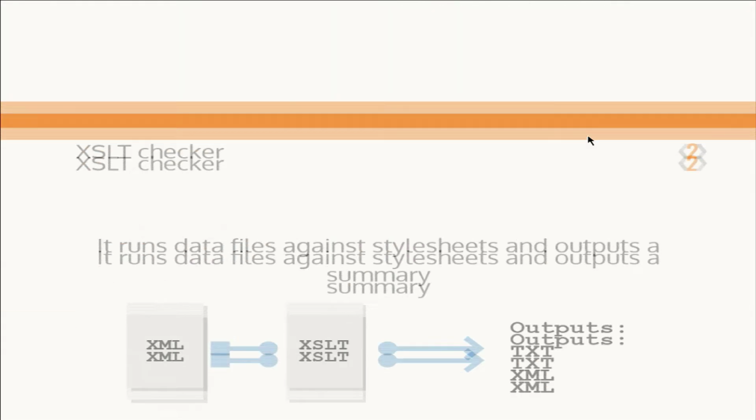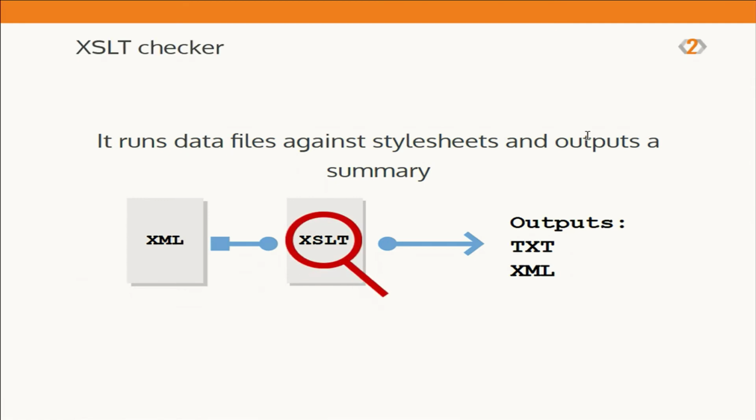And it runs, so we have XML input data, and we run it against the XSLT. We check if the functions are used, and then we output it as a text file and XML file.